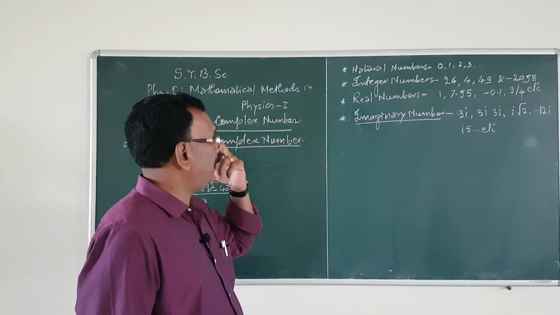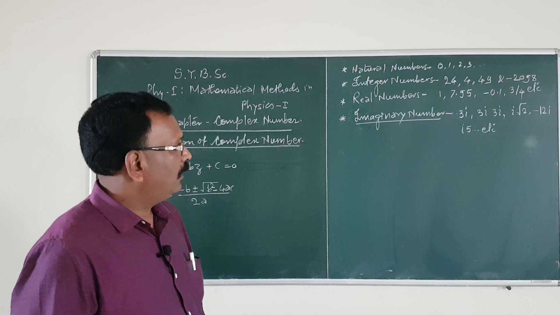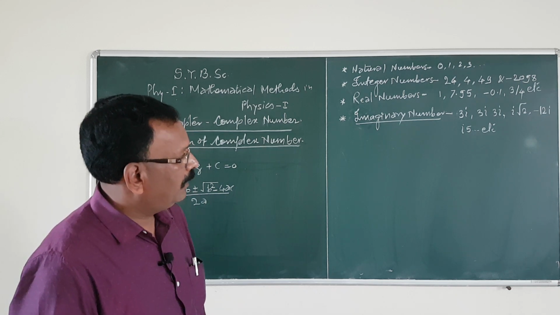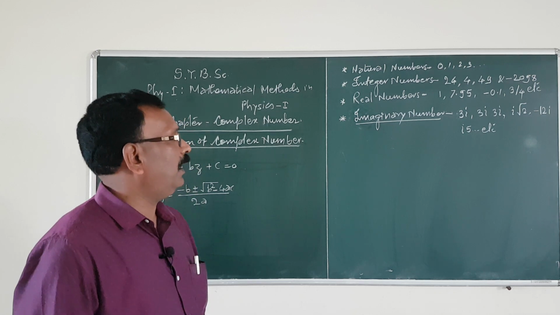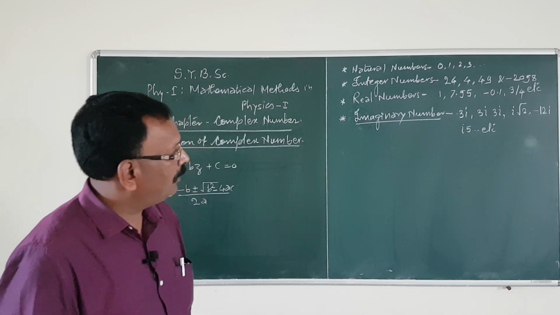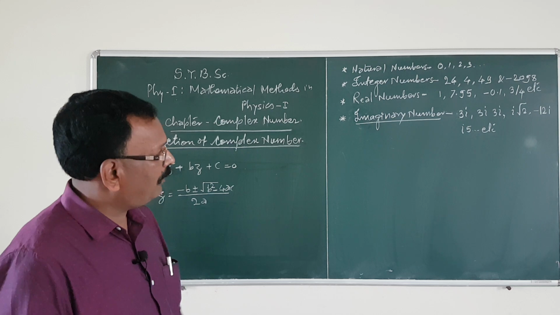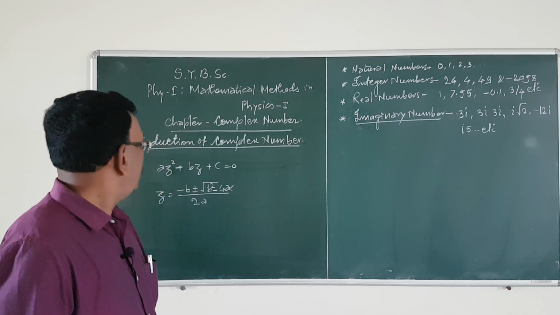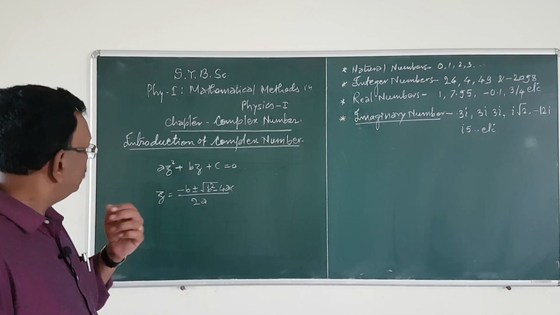Now there is one more number, the imaginary number. For example, 3i, i root 2, minus 12i, minus i5 or 5i or i5, etc. All these numbers are imaginary numbers. Now we are going to see the complex number.